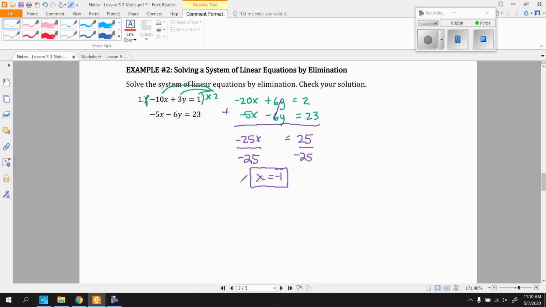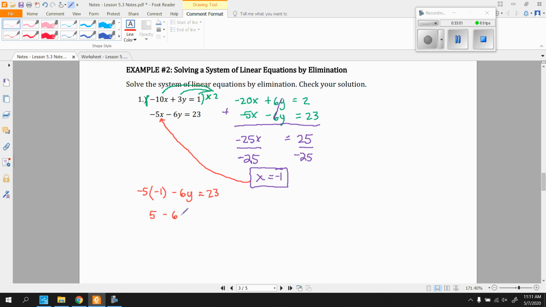From here, let's go to this one. I'm gonna take this x now. Here's my substitution. I'm gonna plug it into one of the two. Go back to the originals. Don't go back to these ones. Go back to the originals. So I'm gonna go here and say, all right, negative 5 times x, which we're hoping is negative 1, and then minus 6y equals 23. We're left with just one variable to solve for. So let's do it. Negative 5 times negative 1 is positive 5.